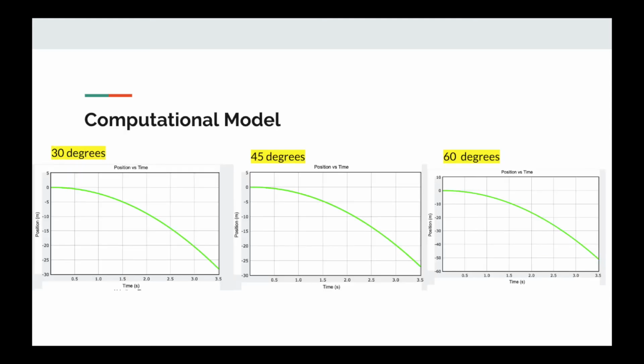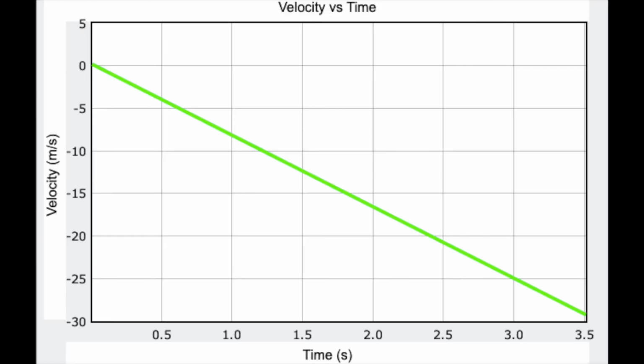Here are the resulting computational models for an angle between the ramp and the ground of 30 degrees, 45 degrees, and 60 degrees respectively. As you can see, all these graphs are the same. The axes on these graphs represent position versus time, meaning that the motion of the marker sliding down the ramp is the same regardless of the angle between the ramp and the ground. Here is the shared velocity versus time graph between the 3 angles of the ramp, and as you can see, as the marker moves down the ramp, velocity is not constant, and this negative velocity slope means that the object is slowing down over time.